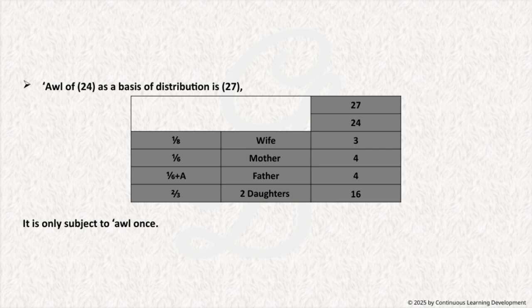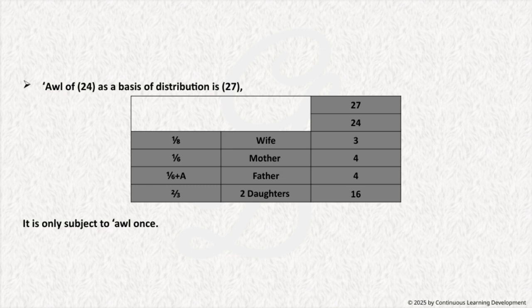Now let's look at how the distribution works based on the total amount of 24. As you can see, we've broken down the shares for each family member. The wife gets an eighth, which is 3 units, the mother receives a sixth, totaling 4 units. The father also gets a sixth plus an additional A, making it 4 units as well. The 2 daughters together share 2/3, which sums up to 16 units.